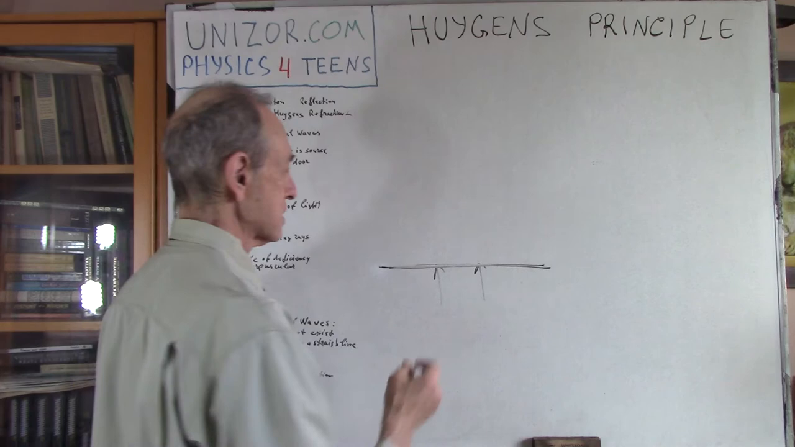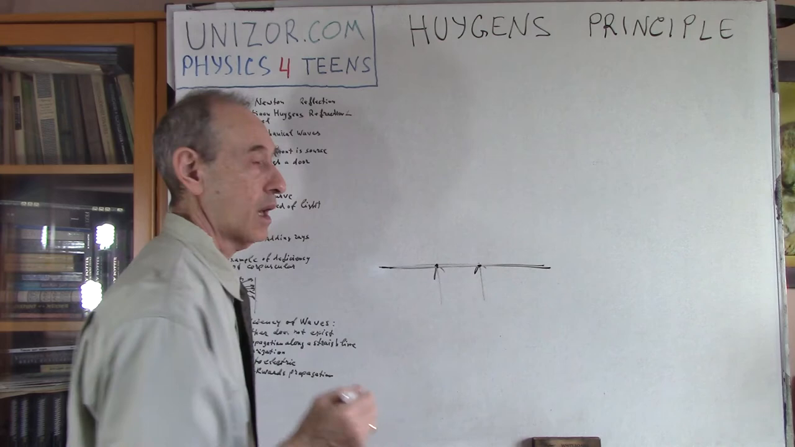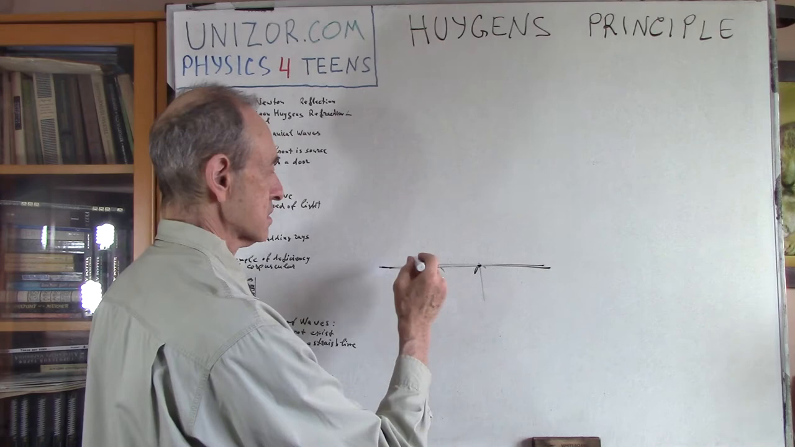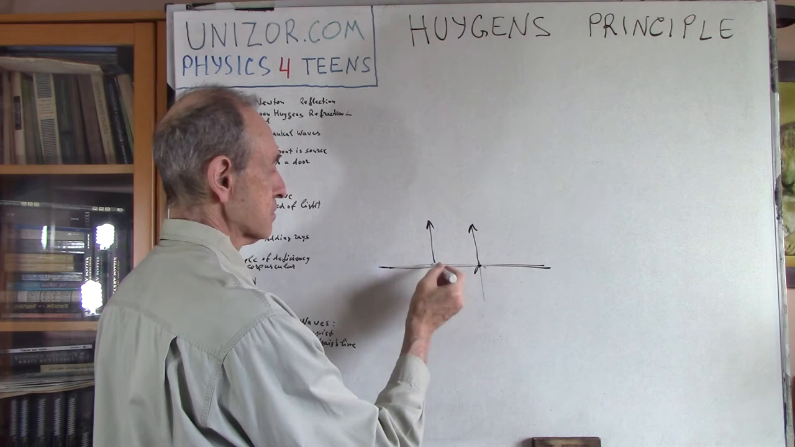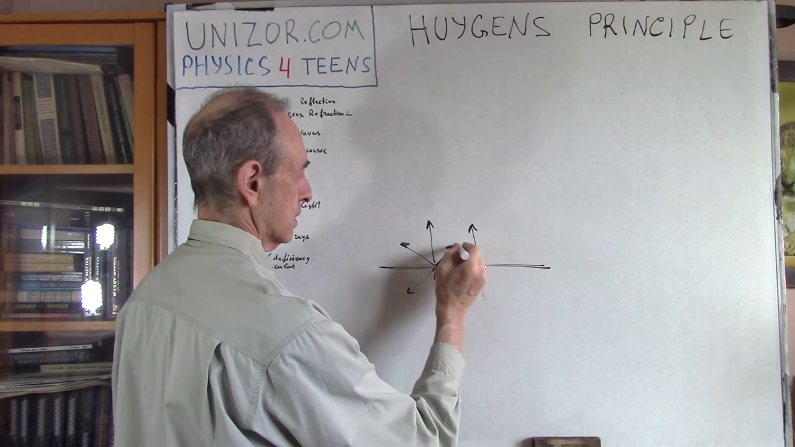So what happens then from this wavefront? Well, we are saying that each point on the wavefront is a source of secondary oscillations. So oscillations go in all directions. Well, these oscillations in this direction are obviously continuing this straight line. Now, what happens with the others? This one, this one, this one, this one, this one. So all these other oscillations.